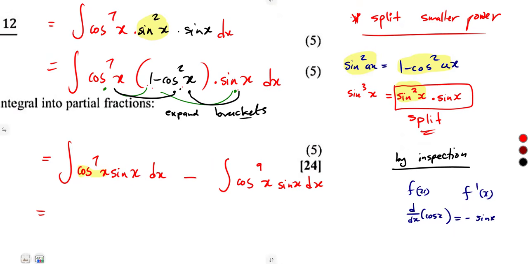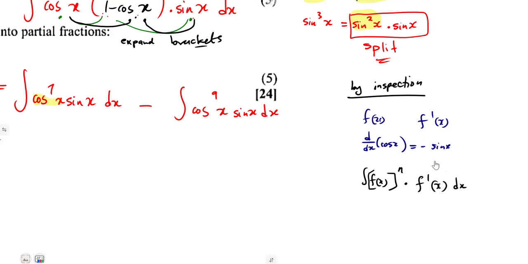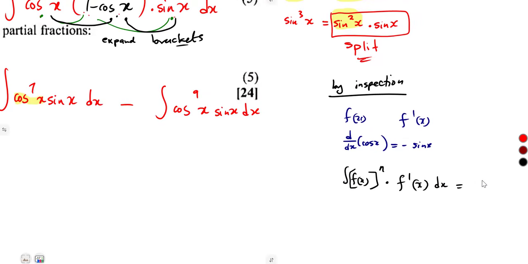Let me write the formula so that we can understand each other. The formula is the integral of f of x to the exponent of n times its derivative. It's going to give us f of x to the exponent of n plus 1 over n plus 1 plus the constant of integration. That's what you simply do. If this is a function and this is its derivative, you simply take this formula. You take your f of x to the exponent of n plus 1.